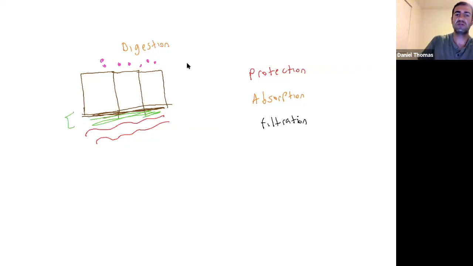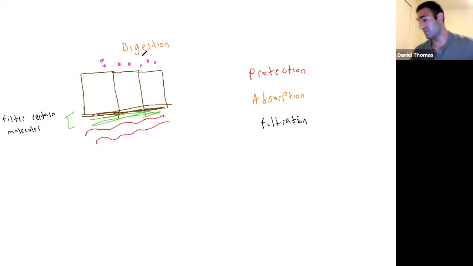So these act to filter certain molecules. And these are things that you really do not want to pass into the blood. It is a filtering system for things that could possibly harm the body.